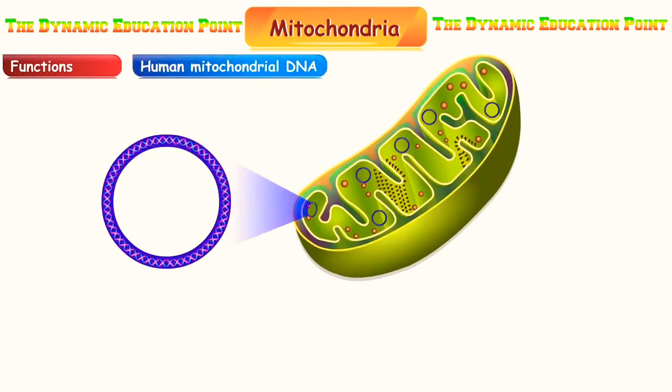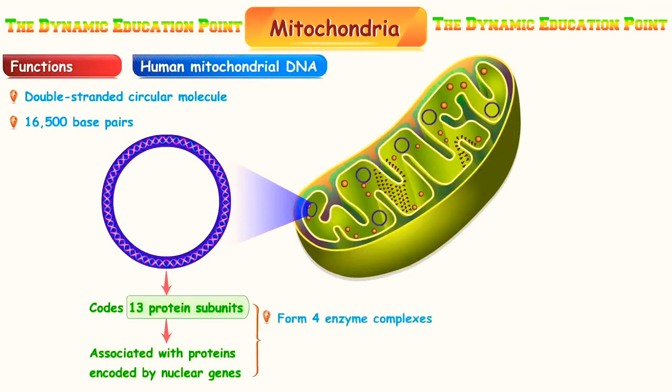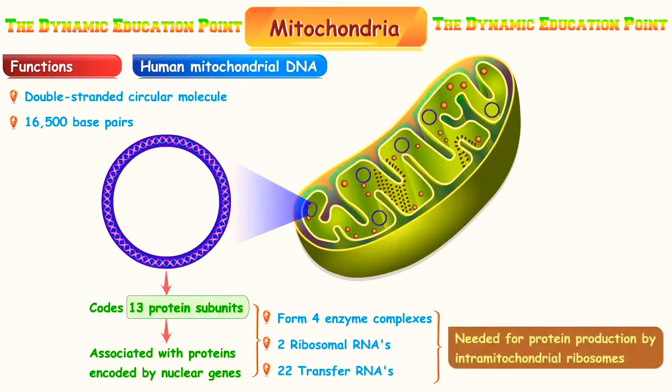Specifically, human mitochondrial DNA is a double-stranded circular molecule containing approximately 16,500 base pairs, compared with over 1 billion in nuclear DNA. It codes for 13 protein subunits that are associated with proteins encoded by nuclear genes to form 4 enzyme complexes, plus 2 ribosomal and 22 transfer RNAs that are needed for protein production by the intramitochondrial ribosomes.